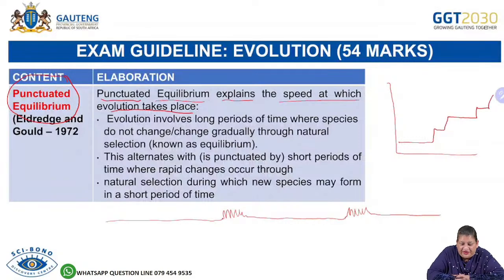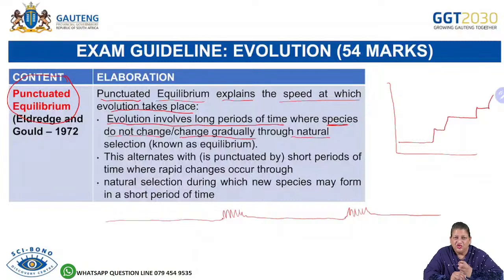Okay? And then how you're going to define it. It's when evolution involves long periods of time where species do not change, or they change very gradually. So long periods of time where there's very little or no changes, due to natural selection. So if there are changes, it's due to natural selection. And this alternates with short periods of time where rapid changes occur in a species through natural selection. And this way, new species will form over a short period of time.